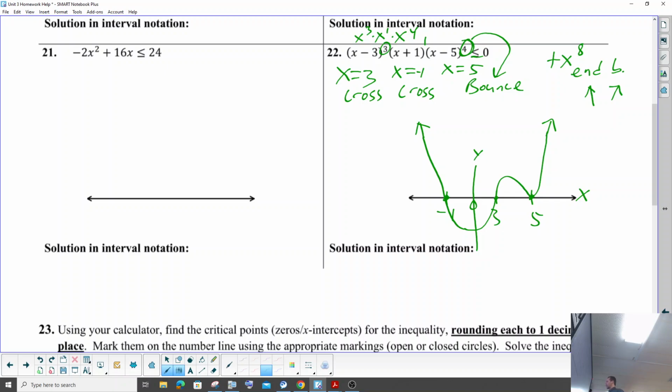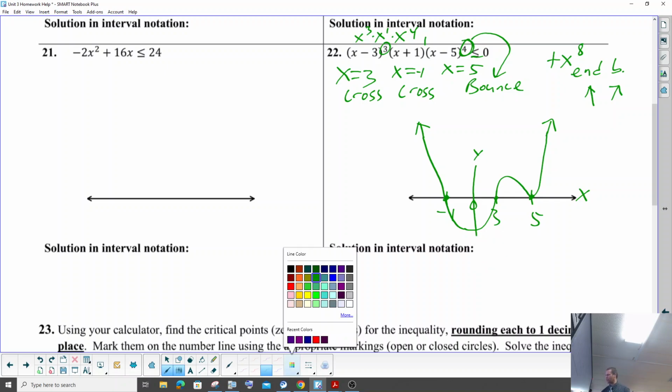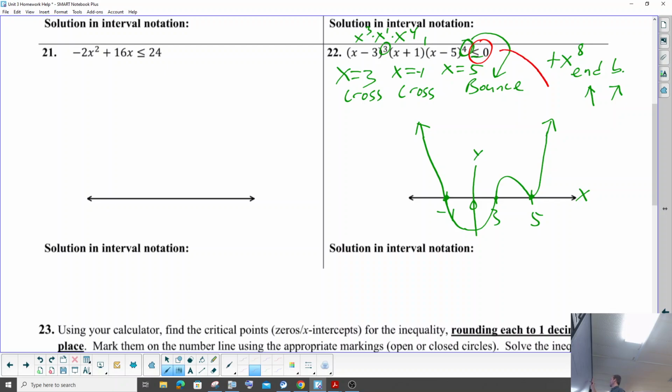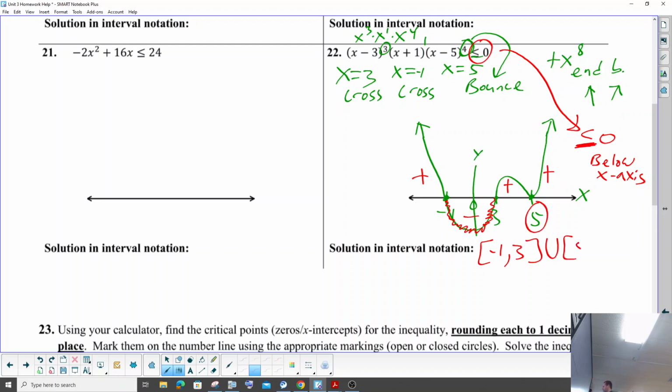Wayoo! So what is our interval notation then? Well, our interval notation depends on the inequality. So it says less than or equal to 0. So less than 0 is below the x-axis. So that's going to be from -1 to 3. In union with, that's above, that's above, that's above. That's the only one below. Oh, but actually because of the equal to, you have to include the 5. So in union with 5.